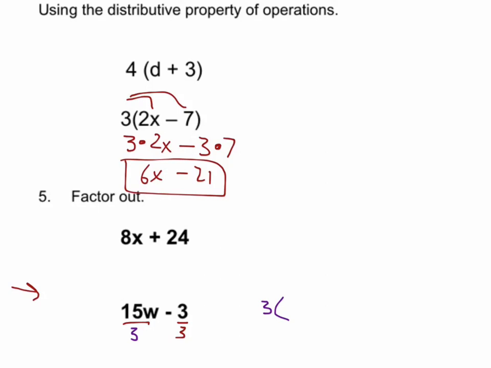How much does 3 times what is 15? 5 minus 1. And if you distribute, 3 times 5 is 15. 3 times 1 is 3. Check. Right? If I want to show that it works, my answer is 15w minus 3. Alright, so here's my answer.